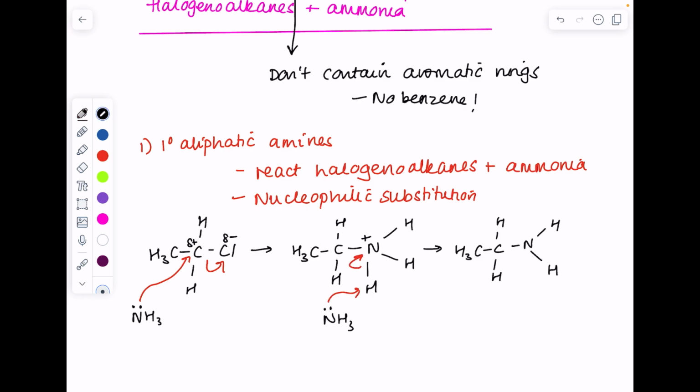So there's our primary aliphatic amine. The name of this is obviously, we've got 2 carbons. I just taught you that we're going to add amine to the end as a suffix, so it's ethylamine. And then don't forget your salt product.